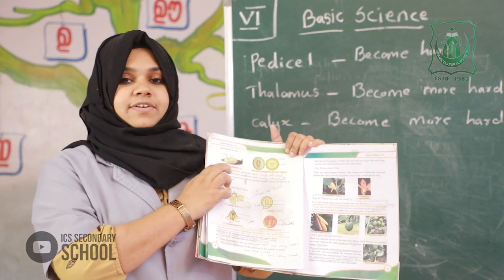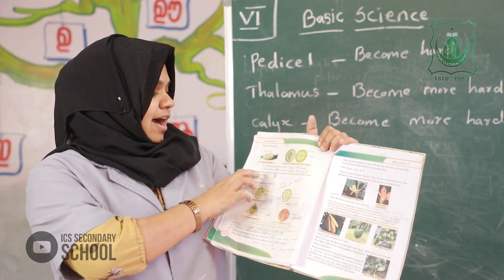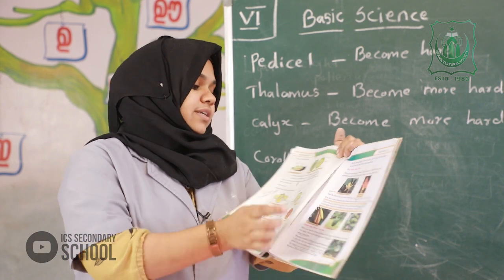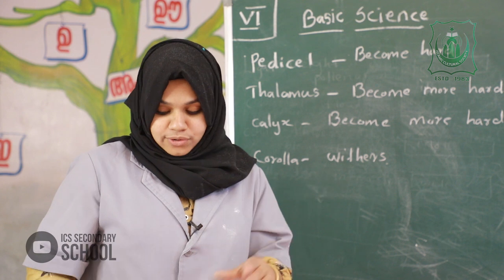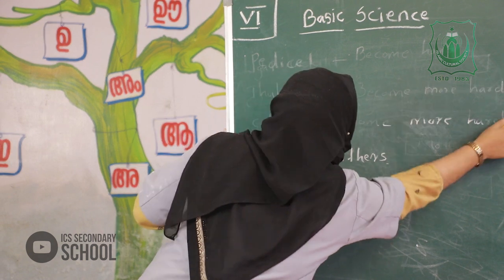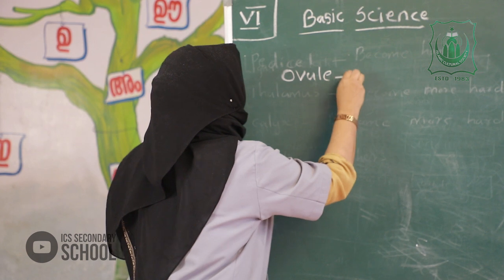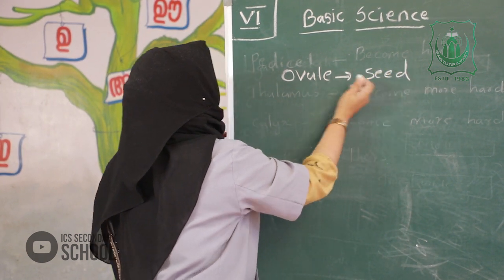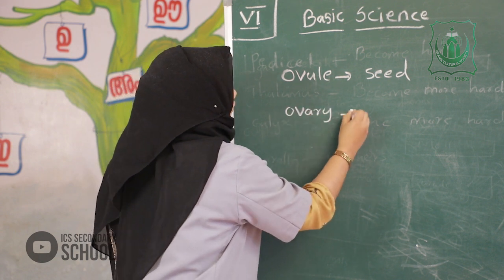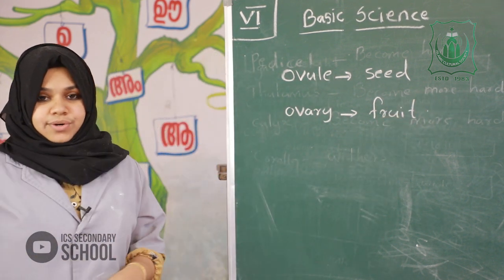Here, the flower has an ovule and an ovary. Which part grows into seed, ovule or ovary? Yes, the ovule changes into seed, and the ovary changes into fruit. Do you understand? The ovule of the flower changes into seed and the ovary changes into what? Fruit.